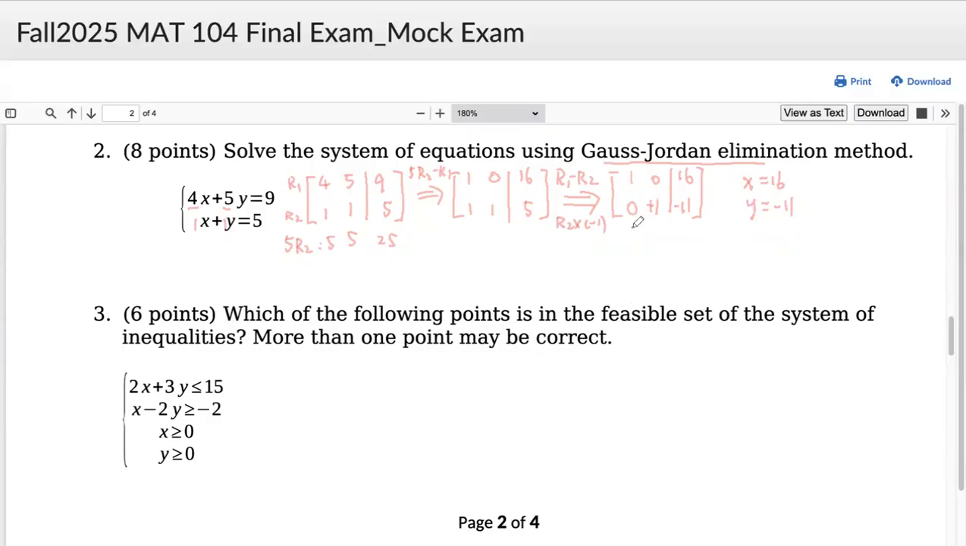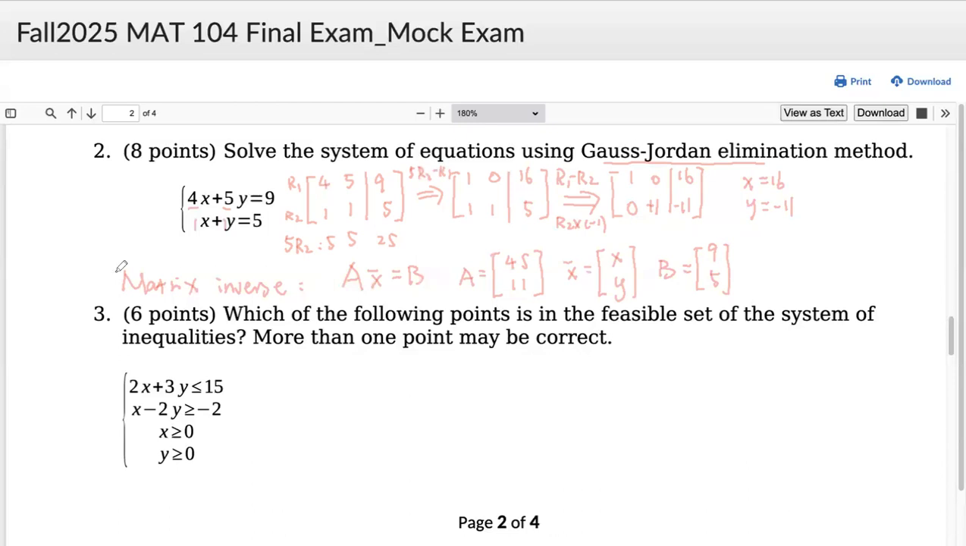But maybe on the final exam, they will ask you another method, the matrix inverse method. So let's do this one. Remember, for the matrix inverse, we write it like this. So what is matrix A? Matrix A is 4, 5, 1, 1. And the x bar means x and y, because we have two variables. And B is a 2 by 1 matrix: 9, 5.